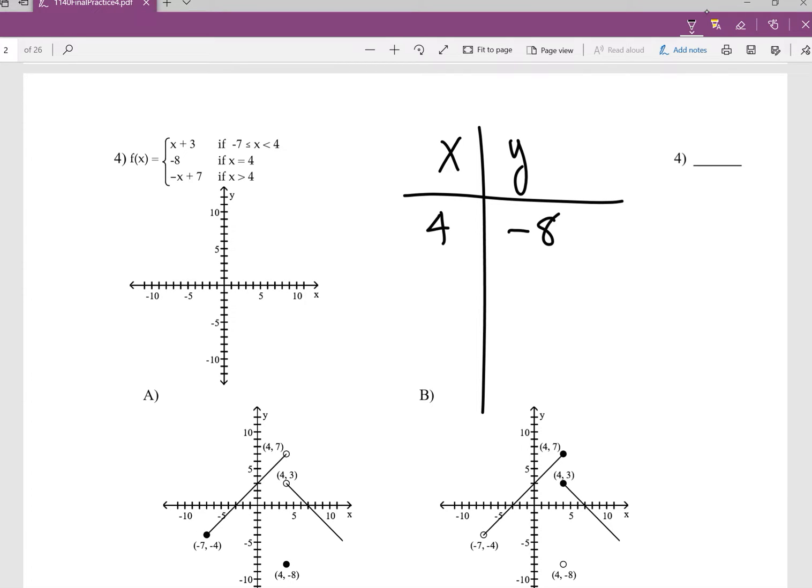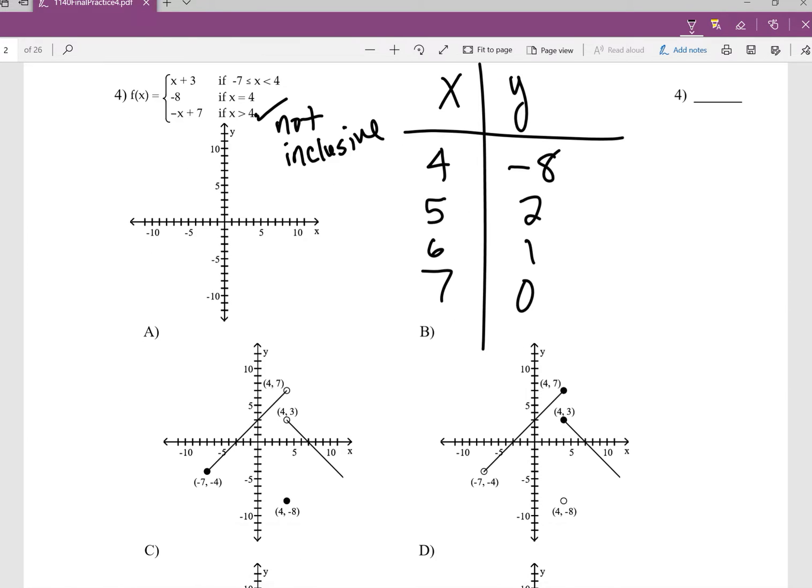Any number that is greater than 4, like 5, 6, 7, if you notice your graph is not that large, so 5, 6, 7 would suffice. In that case, you're looking at the values of -x plus 7. So you would say -5 plus 7 is 2, -6 plus 7 is 1, and -7 plus 7 is 0. And we can also see that this is not inclusive because this is greater than, so not inclusive. That means that you should have parentheses, so you should have an open point, basically.